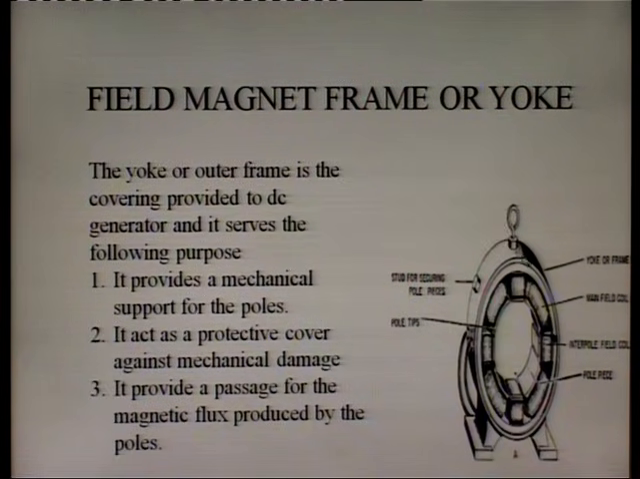The main purpose of using the yoke is that it serves the following purposes. First, it provides mechanical support for the poles. It acts as a protective cover against mechanical damage. It provides the passage for the magnetic flux produced by the poles. So this outer covering is called the yoke.